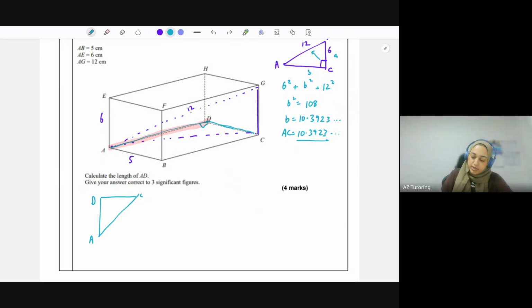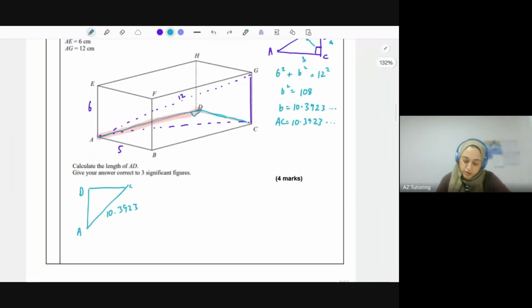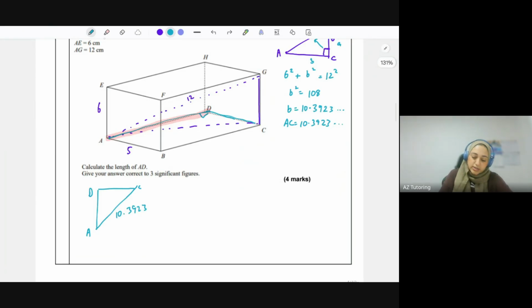So this is why labeling the correct length is really important. We know AC is 10.3923. Try not to round that up too much because you'll end up getting rounding errors, because for our final answer, they want it to 3 significant figures. What else do we know about this length? Well, AD, this is what I'm trying to find. So I'm going to call that X, because that's what the question's asked me to find.